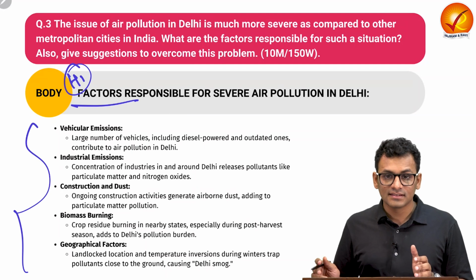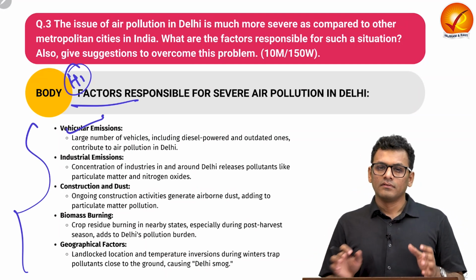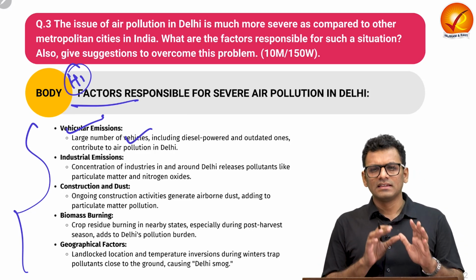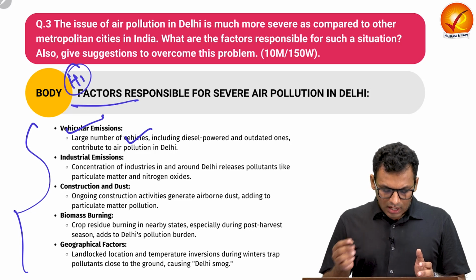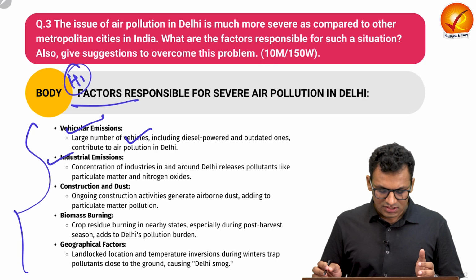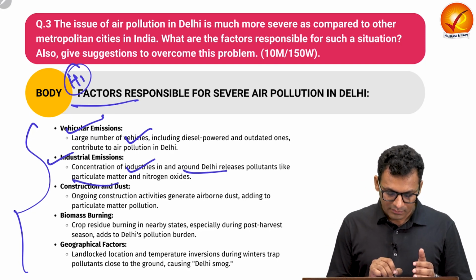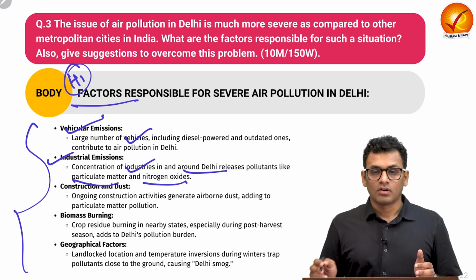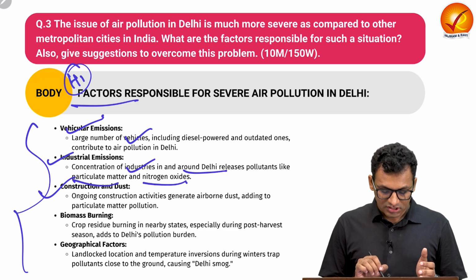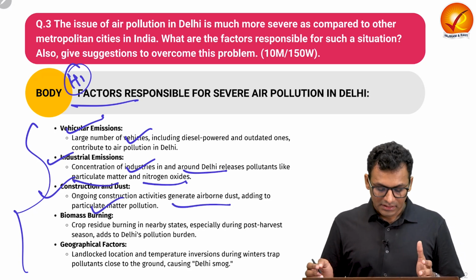You can list down the factors such as vehicular emission. We have seen how we have a large number of vehicles in Delhi, and also we have certain vehicles which are a source of higher contribution to the pollution in Delhi. Second, we have industrial emission. Now, the concentration of industries in and around Delhi releases pollutants like particulate matter and nitrogen oxides. Next is with respect to construction and dust. The ongoing construction activities generate airborne dust, adding to the particulate matter pollution.